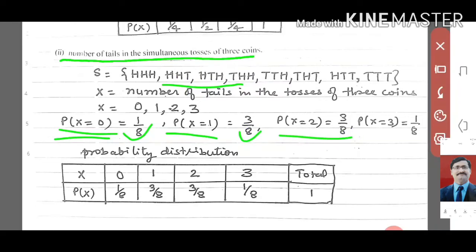Now P(X = 2), the probability of getting 2 tails, has 3 cases, so 3 by 8. Now the probability that X = 3 is 1 case only, that is 1 by 8. All the probabilities you get, you write in the form of a table. Now X is 0, 1, 2, 3, and P(X) is 1 by 8, 3 by 8, 3 by 8, 1 by 8, and the total you get is 1. This table is called a probability distribution table.